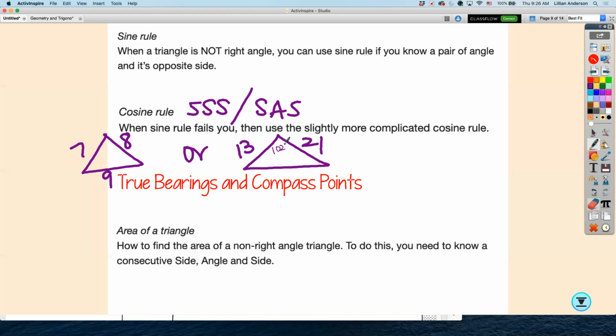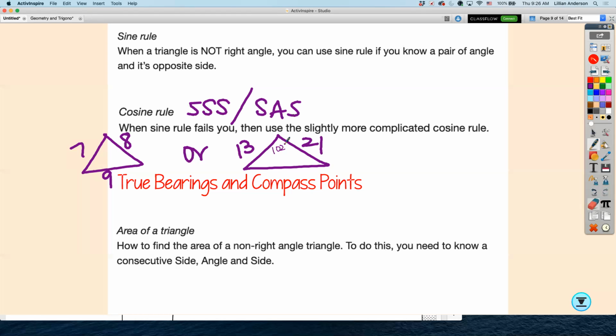How many degrees are in a triangle? 180. And so you will want to make sure that you keep that in mind, because if you ever had to find all the angles in a triangle, you will want to use sine or cosine rule to find two of them, and then add those two up, subtract from 180 to get the third.